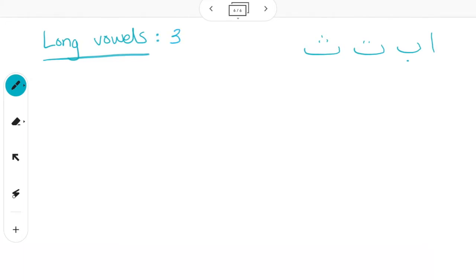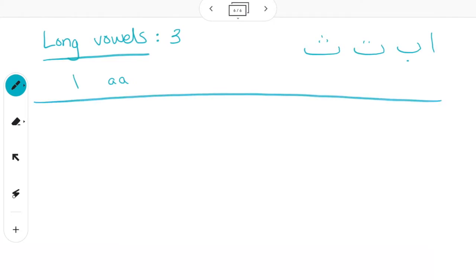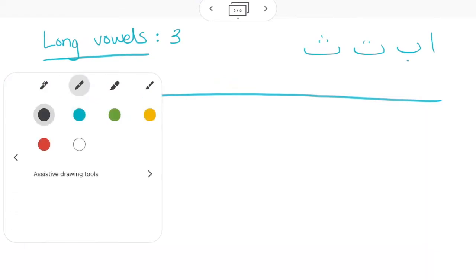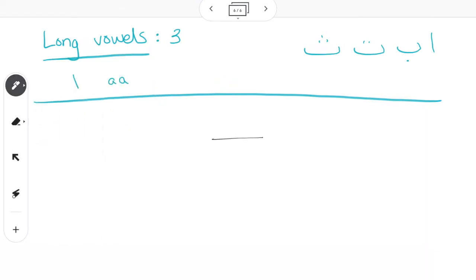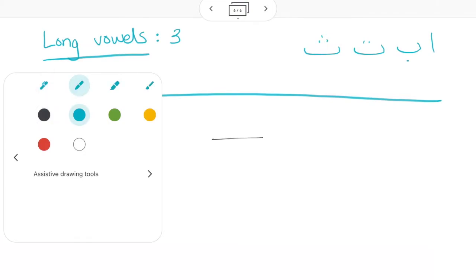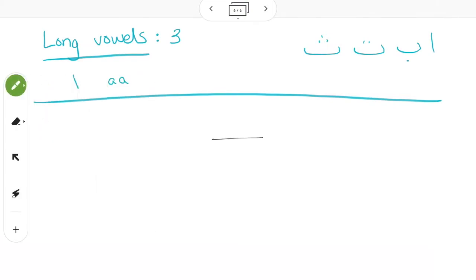And I told you that there are 3 long vowels in Arabic. You've already done one of them. What is one of them? It is the alif. Very good. And alif makes what sound? The ah sound. So we're now going to move on to the next 2 long vowels. And these 2 vowels are letters that are very special in that they have a bunch of different qualities. So let's do the first one that we want to cover. And that is, do it in green, the letter wow.